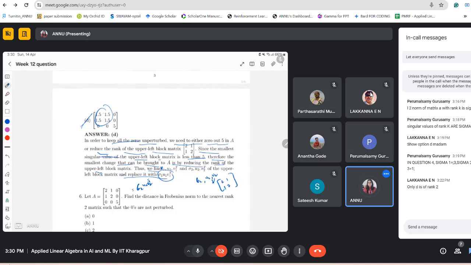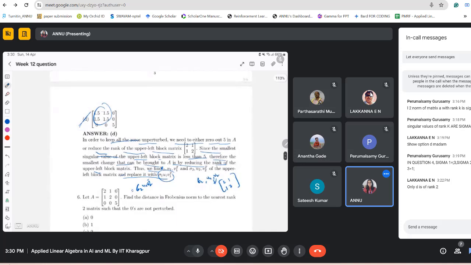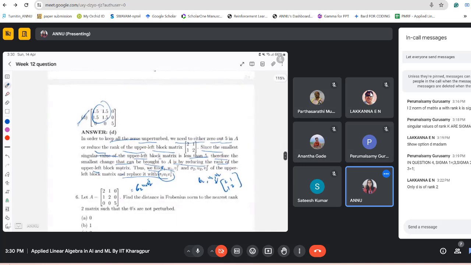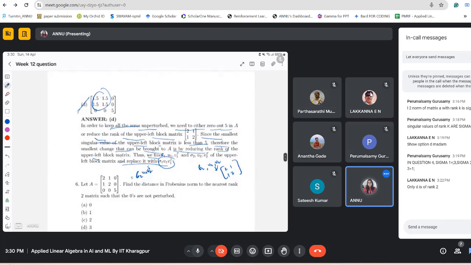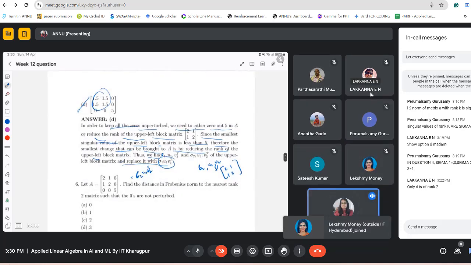and this A matrix is nothing but the sum of sigma 1 u1 v1 transpose plus sigma 2 u2 v2 transpose. If we subtract this from this, it will be sigma 2 u2 v2 transpose. So sigma 2 will be the answer. So you simply subtract the lower rank matrix and find the Frobenius norm. That is fine. That's the other way.